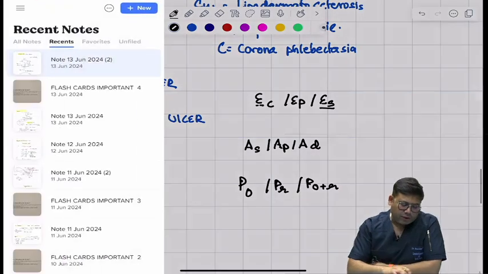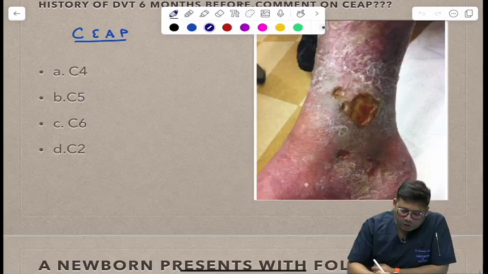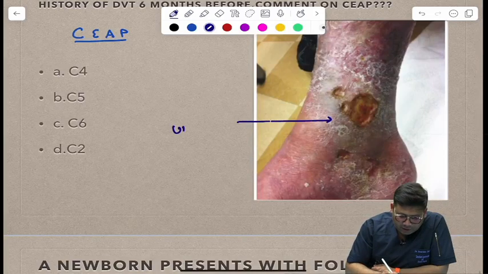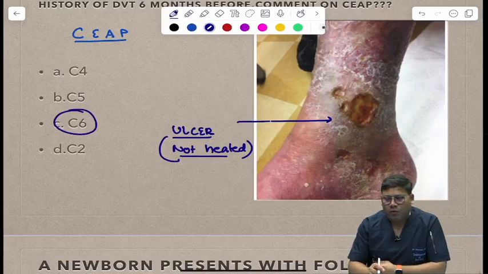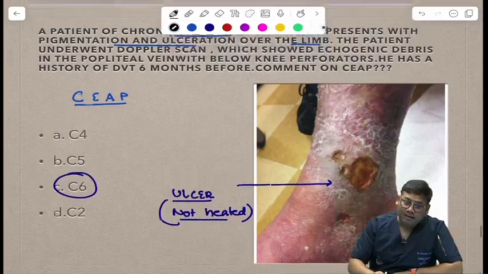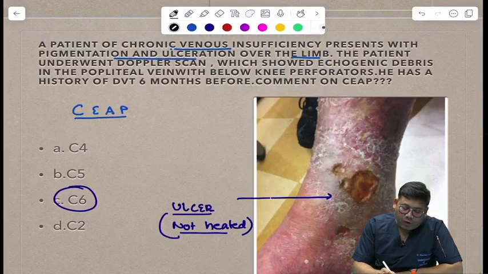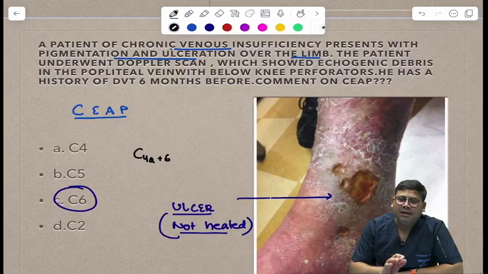Now let us read this question and answer each and everything. Children, if you see this defect, what are you seeing? Sir, I can see an ulcer, and this ulcer is still not healed. So forget about anything, we will be writing this as C6. So the question's answer is done, but no, this is not the way. Write the complete answer. A patient with chronic venous insufficiency presents with pigmentation and ulceration. So pigmentation means C4A, and along with that you have C6.